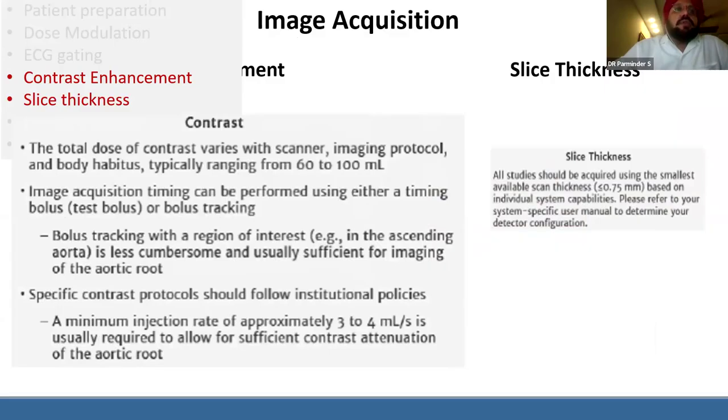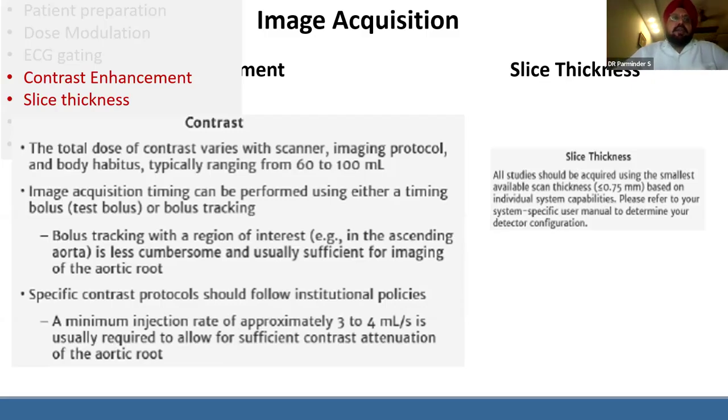After the ECG gating, another important thing is the amount of contrast. If the contrast amount is low, the scan will be noisy, and we won't be able to interpret it. Most commonly, with normal body habitus and normal imaging protocols, we use 60 to 100 ml. Here in PGI, we do CT in our department itself because we have a CT machine available in the cardiology department, and we do 80 to 90 ml, which gives good results.